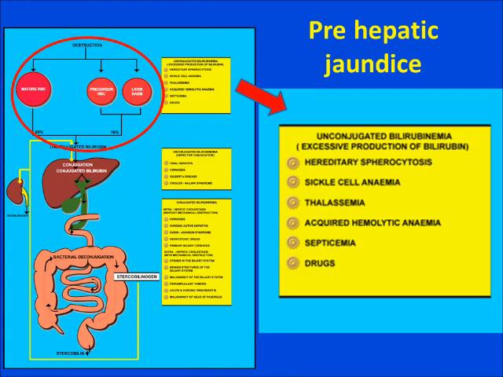Prehepatic jaundice is a condition where jaundice is caused by prehepatic pathologies. That is, the liver is normal but there is excessive production of bilirubin due to excessive destruction of RBCs. This occurs due to diseases like hereditary spherocytosis, sickle cell anemia, thalassemia, acquired hemolytic anemia, septicemia, and certain drugs.